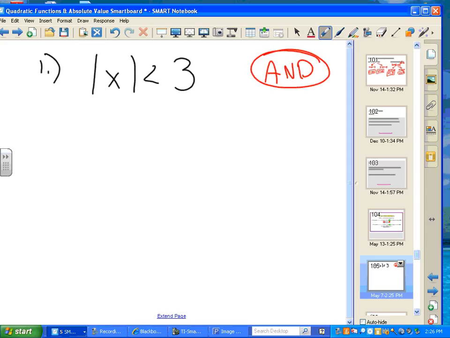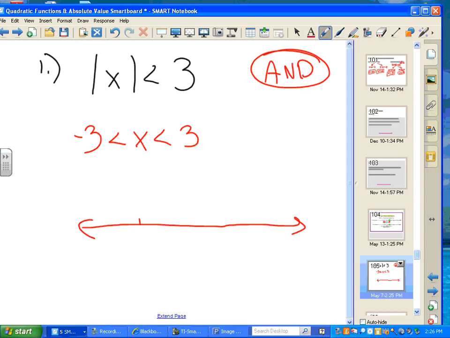So just a reminder of how to graph this. X in the middle, it's less than 3. Get rid of the absolute value symbol. Greater than negative 3. It's less than. It's an and compound inequality. There's a number line below that for you.